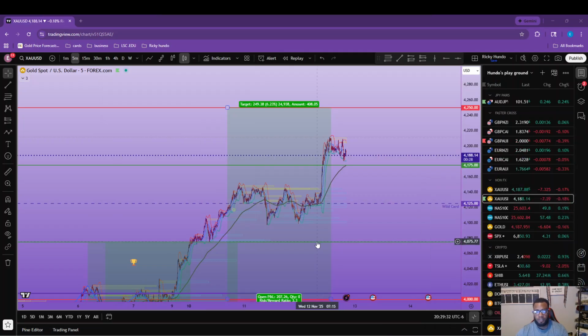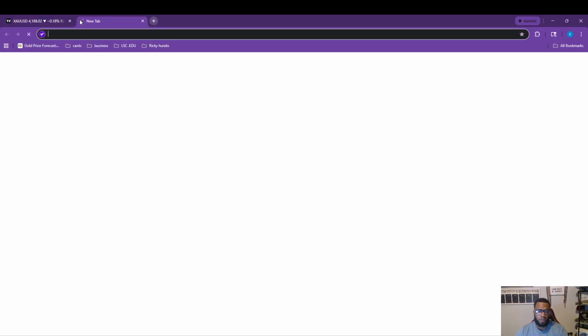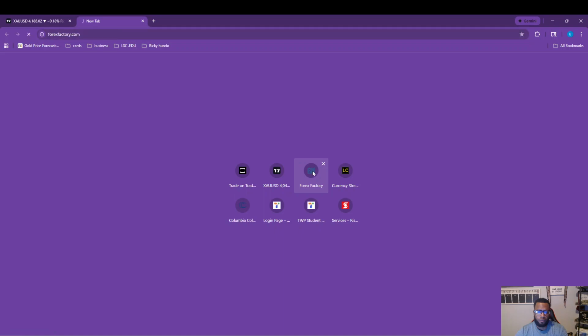So step 1 is news, right? And in the plan it says, this step is filtering through the news to see the probabilities or possibilities of current effects or current events that's affecting the market. So the first thing that I do is jump into Forex Factory.